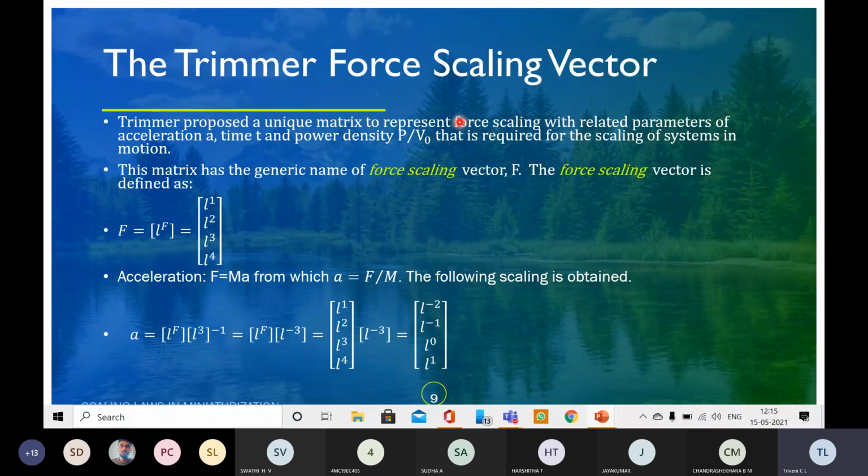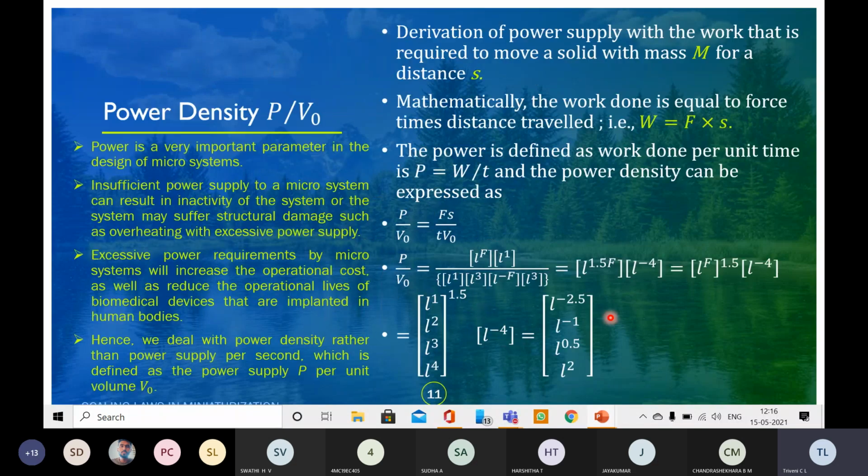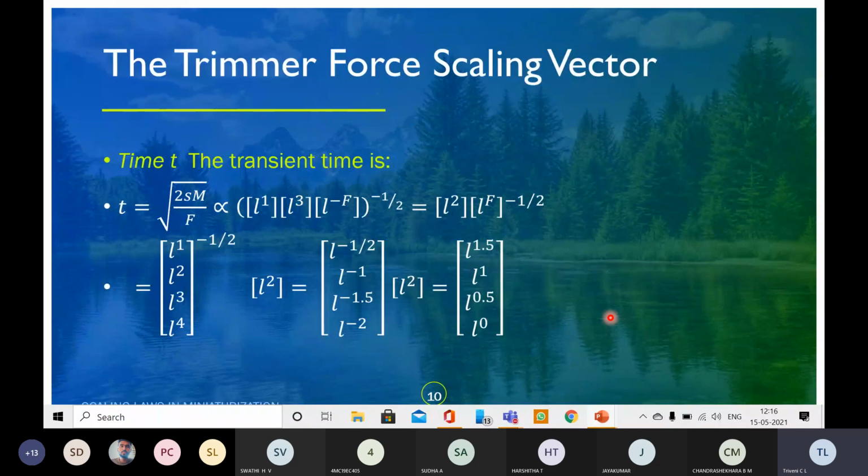And later we discussed here, we are taking the trimmer force scaling vector, where the force scaling vector is represented by F is equal to what? L to the power of F, which is given by L1 in the matrix form from L1 to L4 itself. For that one, we have calculated the acceleration, which is equal to this value, right? L to the power of minus 2, minus 1, L0 and L1. And later we had also calculated the transit time for that one, which is given by L to the power of 1.5, L to the power of 1, L to the power of 0.5 and L to the power of 0. So till here we had taken in the morning session, up to the transit time, with respect to the trimmer force scaling vector.